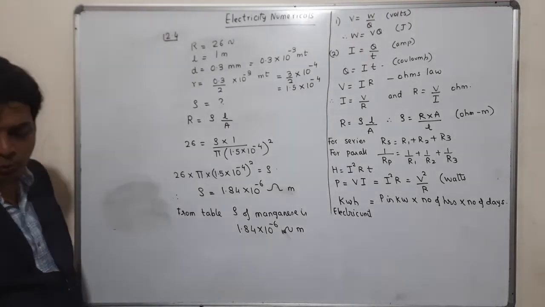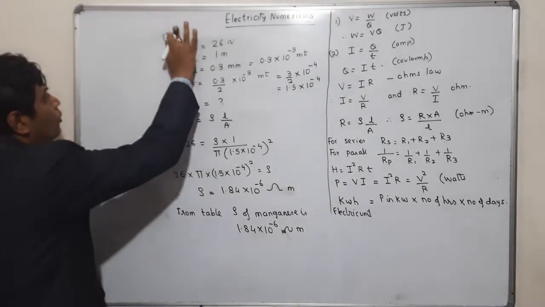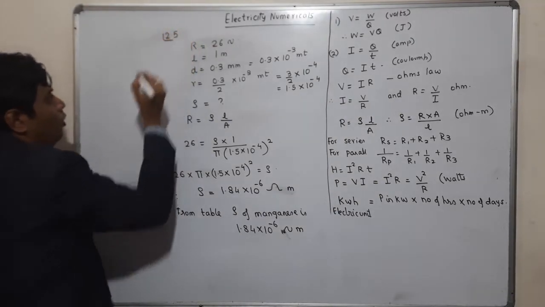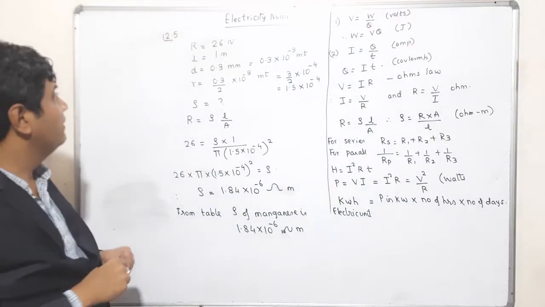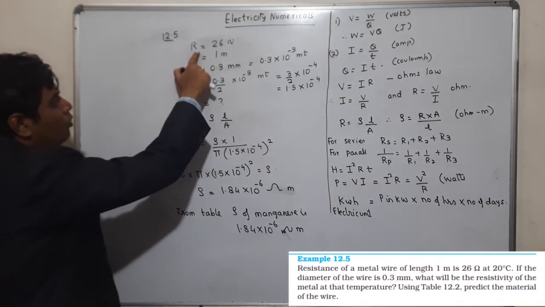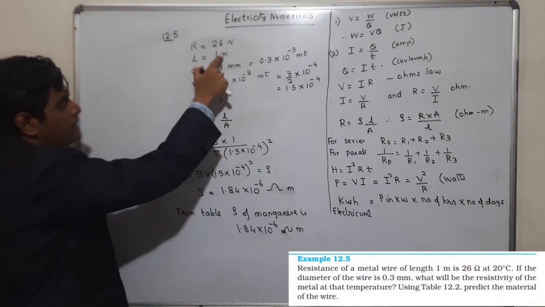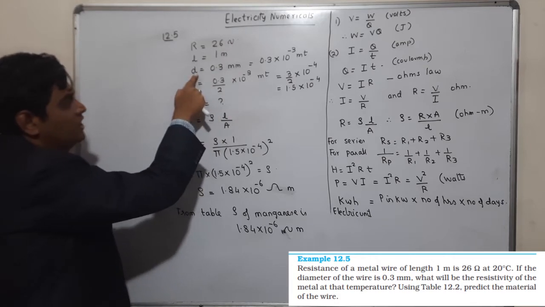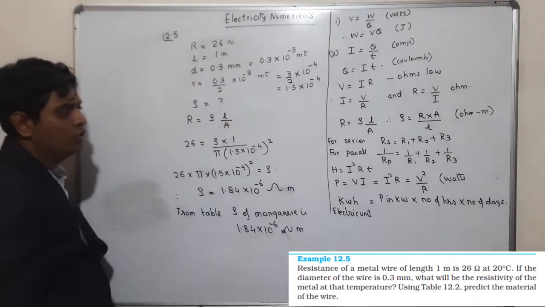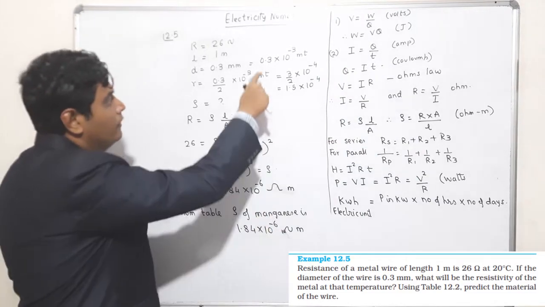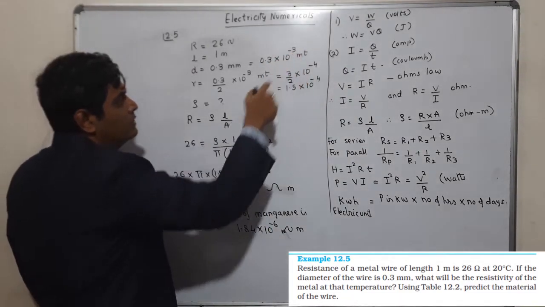Solve example 12.5. What is given in example 12.5? There is a conductor whose resistance is 26 ohms, its length is 1 meter, and the cross-section diameter is 0.3 millimeter. You have to convert it to meters, so it will be 0.3 into 10 raised to minus 3 meter.